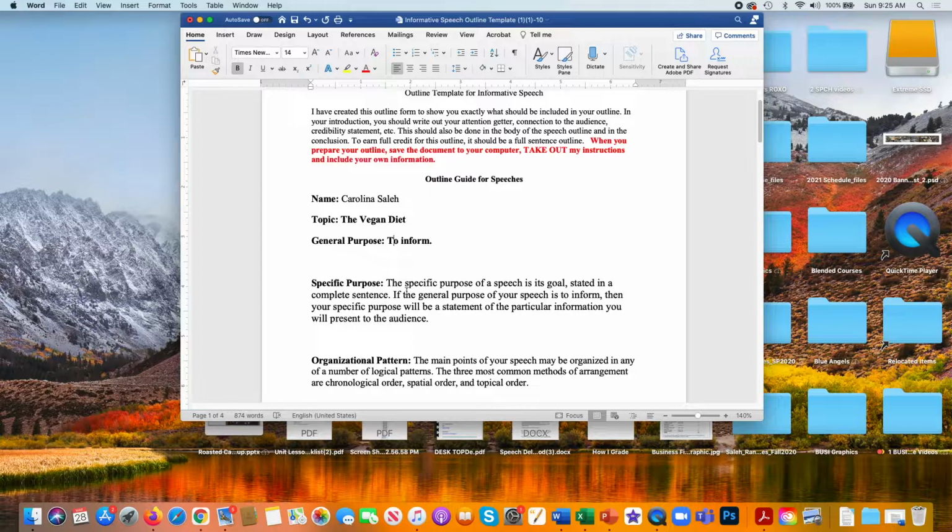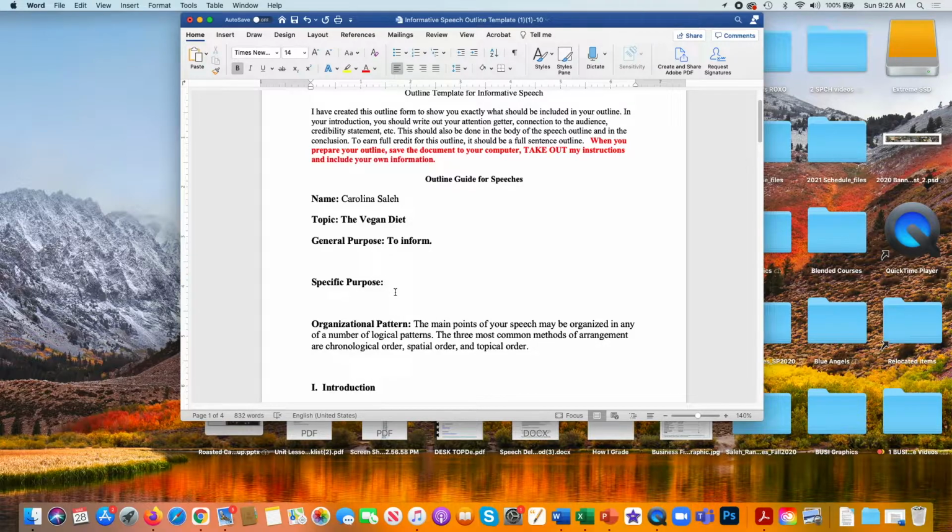Specific purpose. It says here, the specific purpose of a speech is its goal, stated in a complete sentence. If the general purpose of your speech is to inform, then your specific purpose will be a statement of the particular information you will present to the audience. So for example, that's the instruction. So I'm going to go ahead and delete that. And I'm going to go ahead and type in my specific purpose. And you can use this. You can start off with this statement.